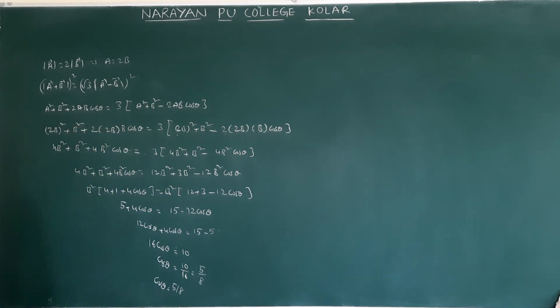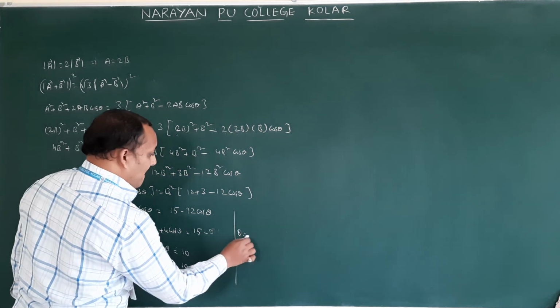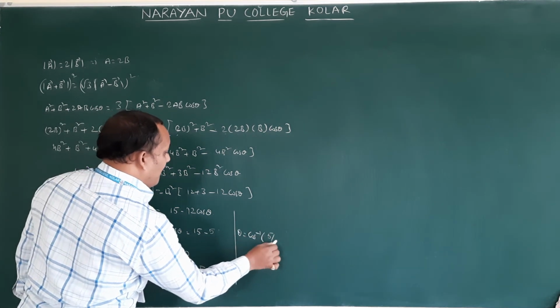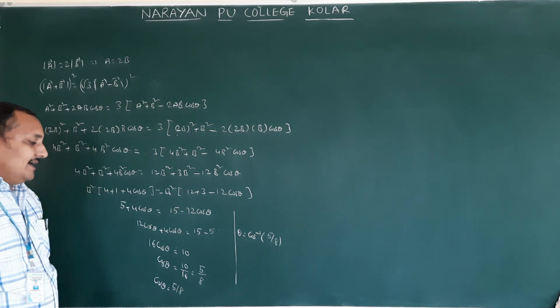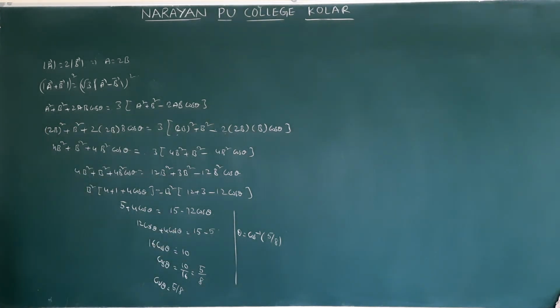Cos theta is 5 by 8 means theta value is cos inverse 5 by 8. In mathematics also you will get so many problems like this. At that time you are going to become perfect. So we are ending with the last bit now. We are solving 59.